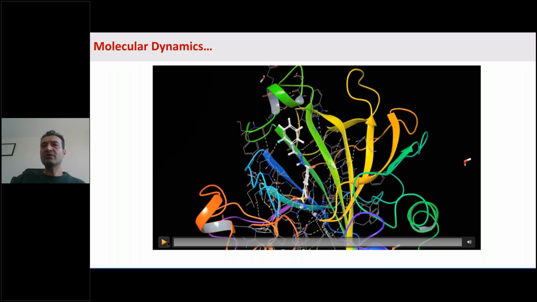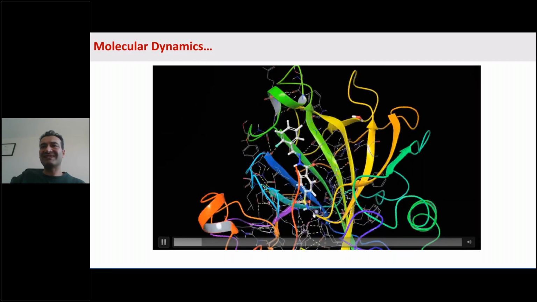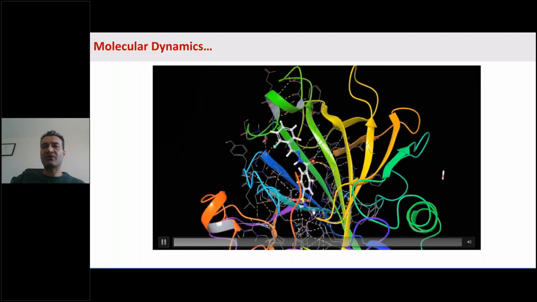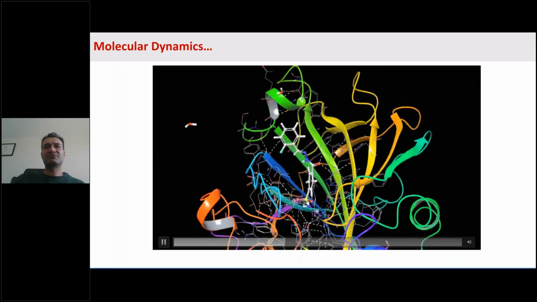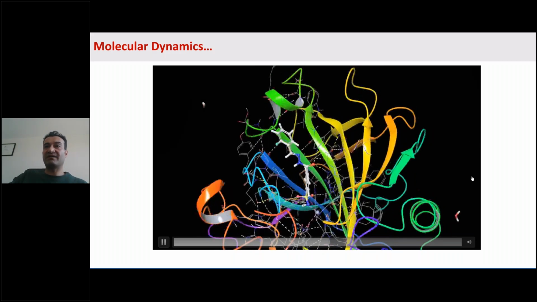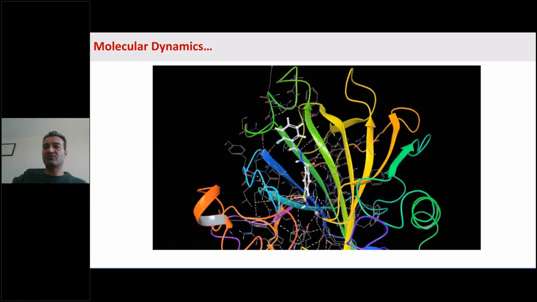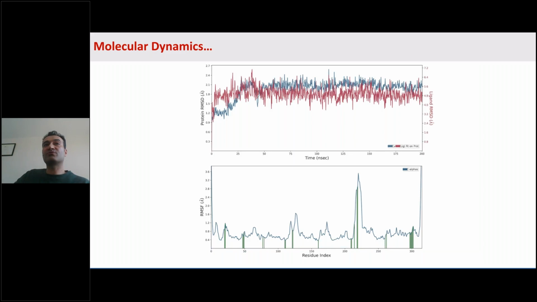During the whole course of the simulation, the zinc metal coordination remains constant the whole time. So that's why, to analyze the dynamics of the protein and the stability of the interaction, it is important to carry out molecular dynamics simulations.